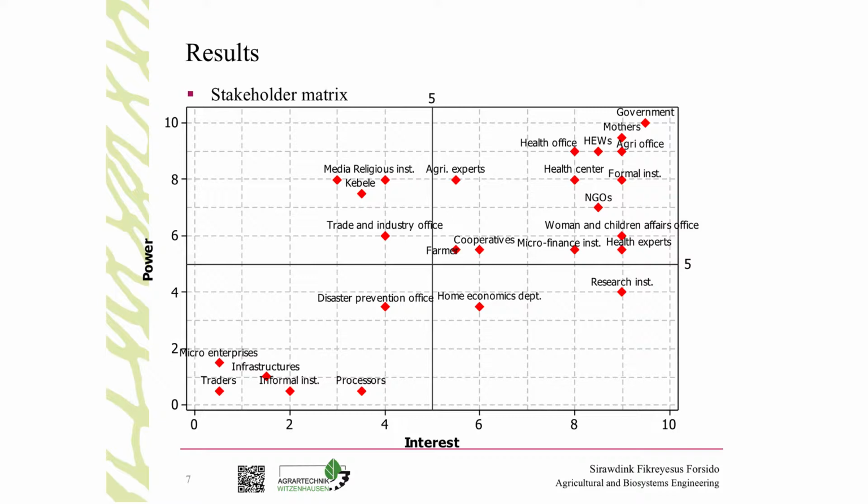The third one includes high interest but low power in that setting, including research institutions and the home economics department, which is gradually disappearing. The last one is the low power, low interest group, including most of the private sectors.